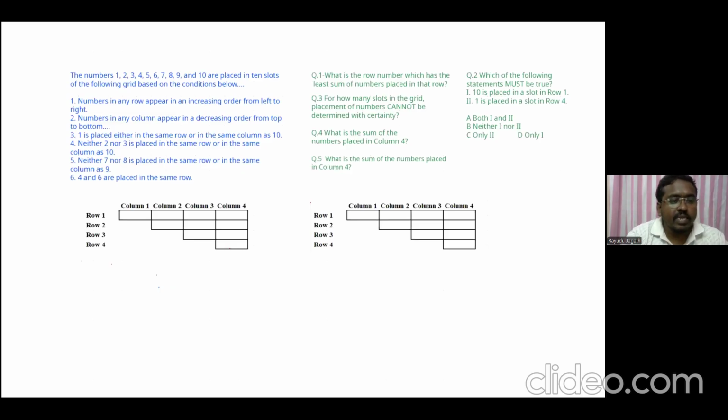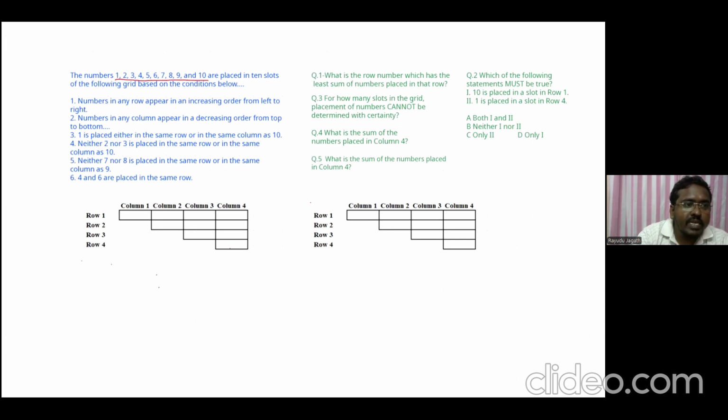This is the LRDI set, slot 2, 2024, and now we discuss it. Here are the numbers 1, 2, 3, 4, 5, 6, 7, 8, 9, 10. All 10 numbers are placed in the 10 boxes in the given diagram. Here it consists of 4 rows and 4 columns, so 16 blocks are available. Out of that, only 10 remain and the rest of the blocks are erased. All these 10 numbers should occupy these boxes according to the given conditions 1 to 6.